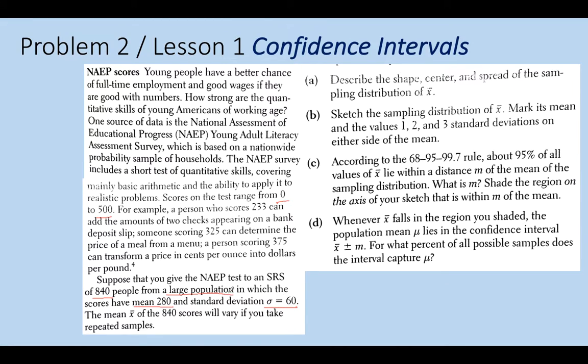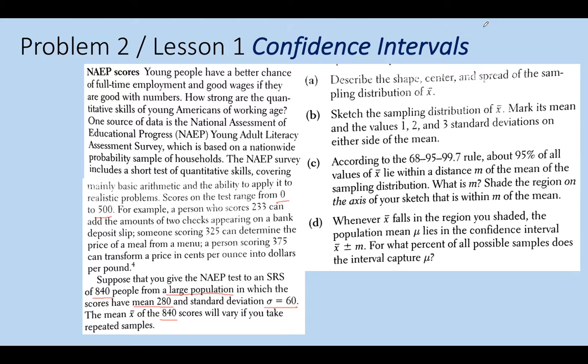is 60. Now, you got to keep in mind, the whole point of this chapter is we don't know these things. We don't know the mean and the standard deviation of the population. And so this is, I guess, just an easy way in because the whole point is that we don't know these things. But for right now, it's going to be nice to be able to compare back to the real mean and the real standard deviation. So the mean of my 840 scores will vary if you take repeated samples. Okay, so describe the shape, center, and spread of this sample.